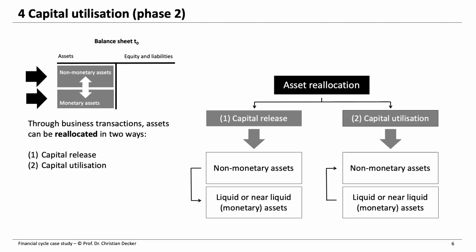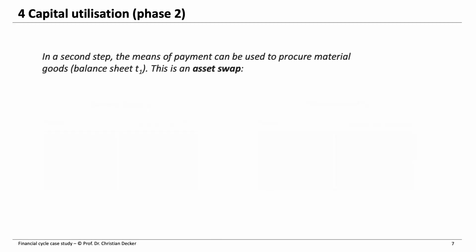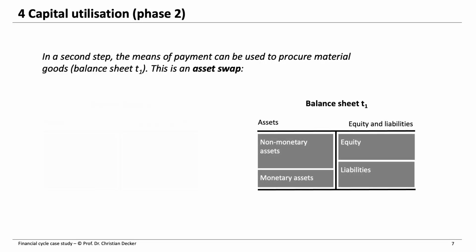In the following, the use of capital is explained both abstractly and then using the Red Tide case study. In a second step, the means of payment can be used to procure material goods, as shown in balance sheet T1. This is an asset swap.